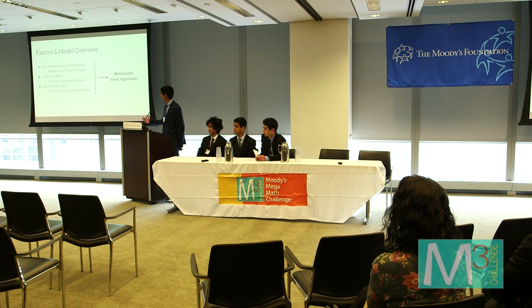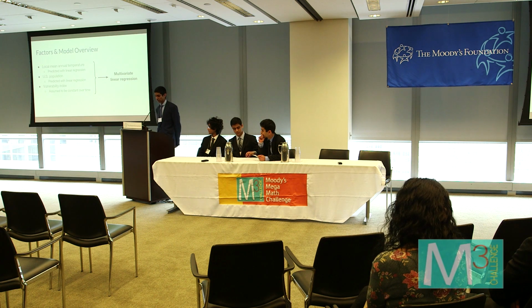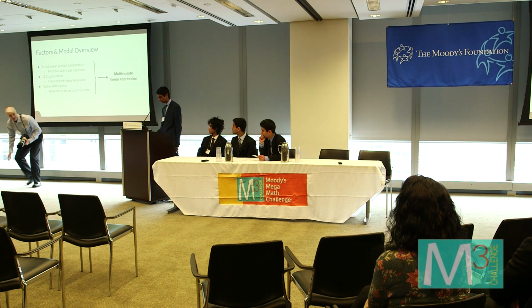For the first two factors, the temperature and the population, we used data from the previous 20 years and performed a linear regression to predict the population and the temperature 50 years in the future. For the vulnerability index, we assumed it to be constant over time. Now we really wanted to look at how each of these individual factors affected visitorship in the parks, so our model's choice was a multivariate linear regression.